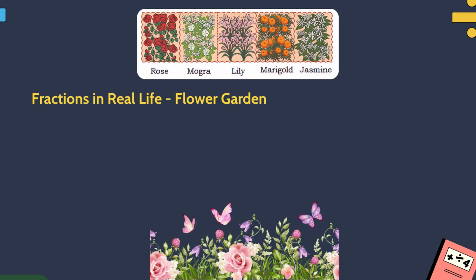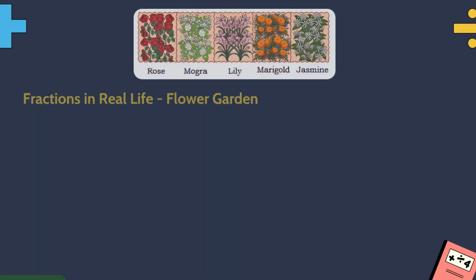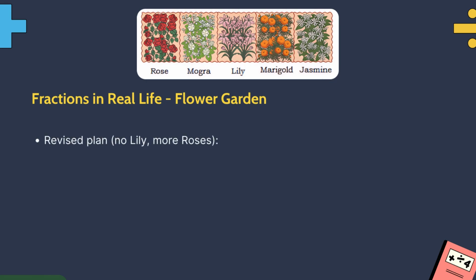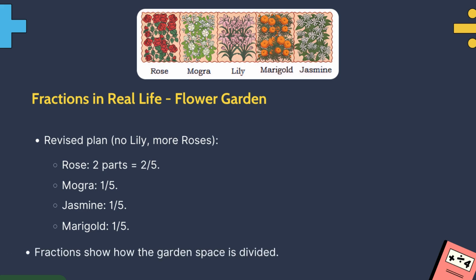Next, let's see fractions in a flower garden. Idha plants a garden with 5 types of flowers: rose, mogra, lily, marigold, jasmine. In her initial plan, each gets 1/5 of the space. In her revised plan, she decides to have no lily, and more roses. Rose gets 2 parts while mogra, jasmine and marigold get 1/5 each. Fractions help us show how the garden space is divided.